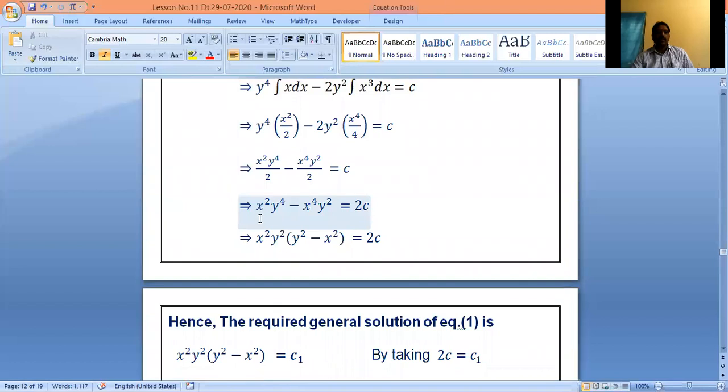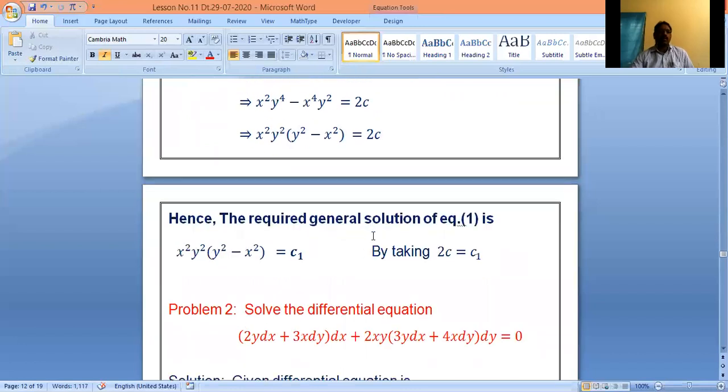That implies x square y to the power of 4 minus x to the power of 4 into y square is equal to 2c. That implies by taking x square y square common, x square y square into y square minus x square is equal to 2c. Hence, the required general solution of equation 1 is x square y square into y square minus x square is equal to c1 by taking 2c is equal to c1.